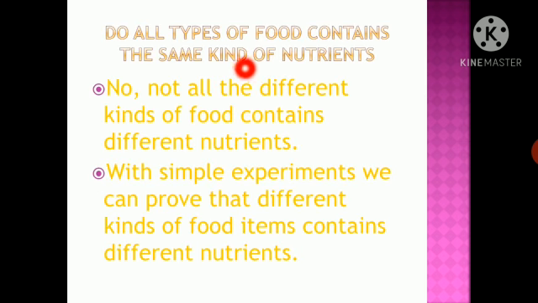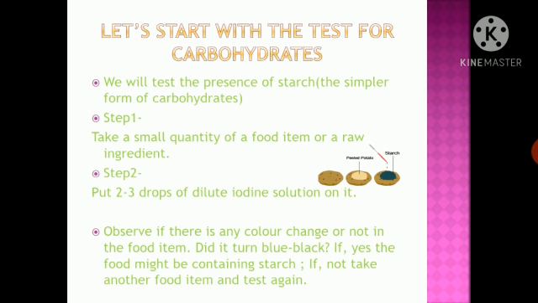Do all types of food contain the same kind of nutrients? No, different kinds of food contain different nutrients. With simple experiments, we can prove that different kinds of food items contain different nutrients. Let's start with the test for carbohydrates. We will test the presence of starch, the simpler form of carbohydrates.